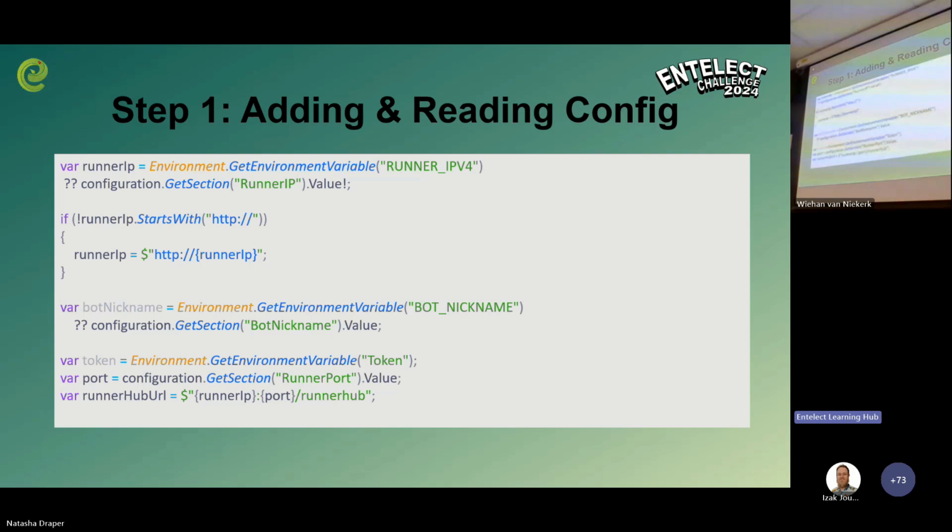Then we're going to get the bot nickname from an environment variable again. This is also potentially configured in the cloud. Otherwise, we're going to default to the configuration file. Then for the token, we definitely do need to get that from the environment variable, because if you have an incorrect token configured when you are running in the cloud, your bot will not be connected to your Entelect Challenge website account, and you won't get scored for it. So we definitely need to make sure that it's from the environment. Then the port we can just get from the configuration file directly. That's not going to be configured with an environment variable. And then finally, we assemble that all into one URL that we're going to use to connect.